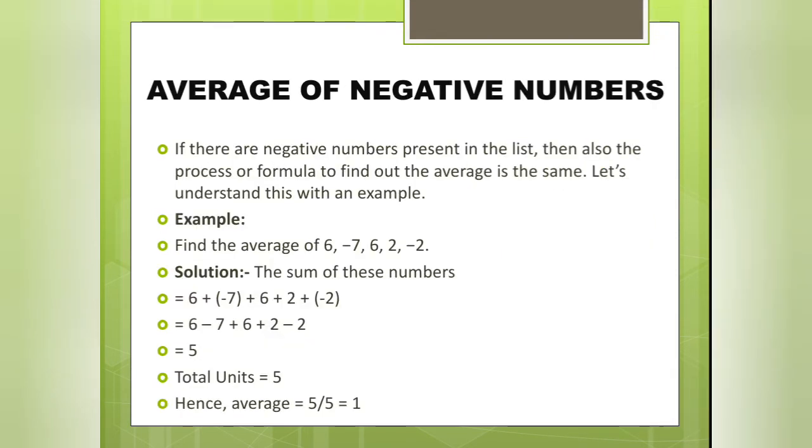We can also have to find the average of negative numbers. It is the same as the average of positive numbers. Let's take an example. We are given: find the average of 6, minus 7, 6, 2 and minus 2.